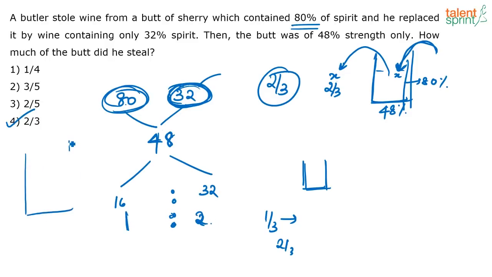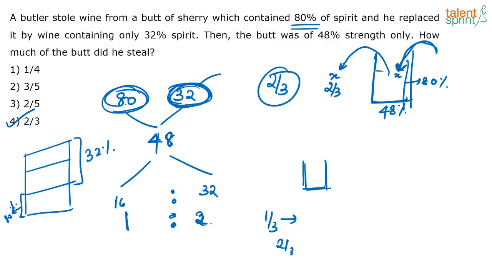If I have a liquid and I divide it into 3 parts, out of these 3 parts, this one part has 80% spirit, and these 2 parts have 32% spirit. Now to get this, what has he done actually? Earlier everything was 80%, right? Out of that, I have removed some part and replaced that with this 32%.